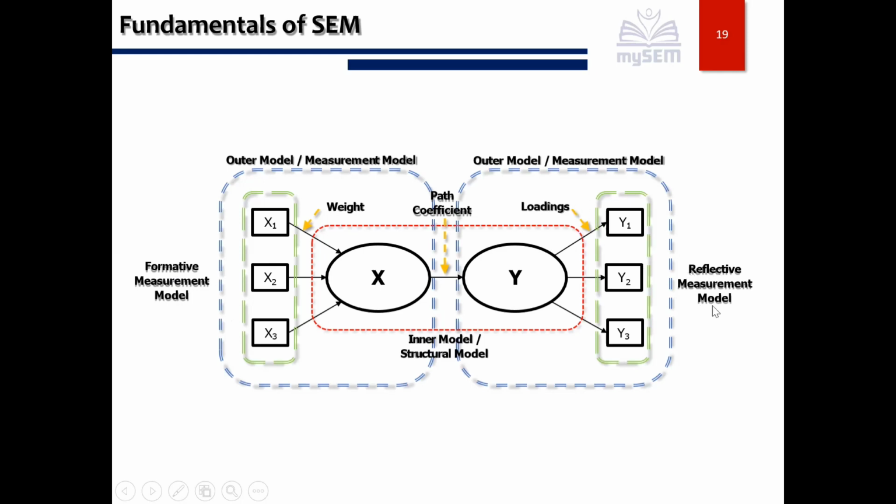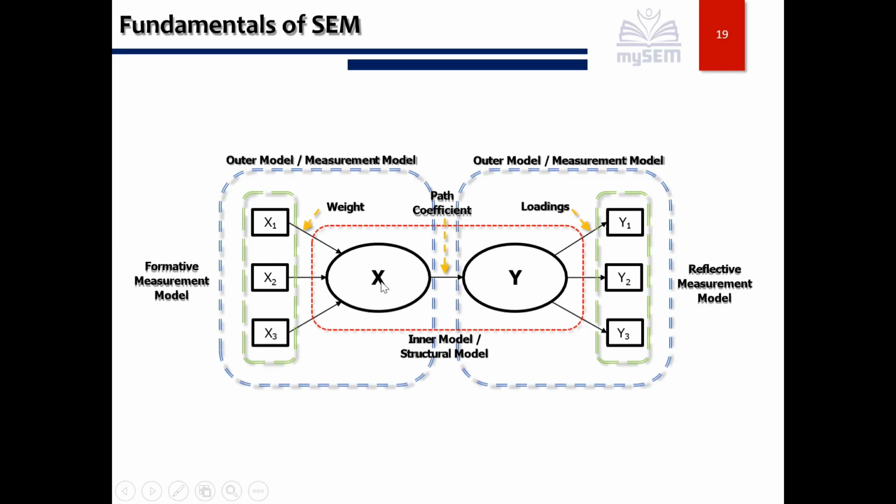In the reflective measurement model, I will get the loading. In the formative measurement model, I will get the weight. The measurement model is called the outer model. See, it is shown very clearly. It is the outer model. Now come to the structural model.